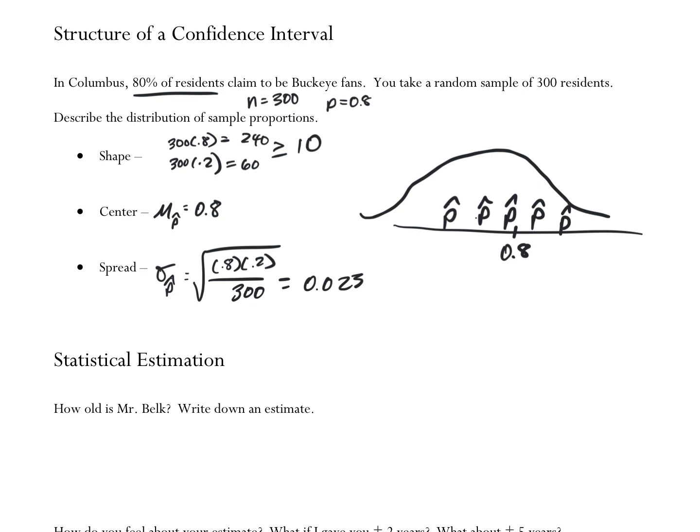Cool. All right. So first I wanted to review the basic premise of these sampling distributions. Now, in a few minutes, we are going to use p hats to make estimates about p. In other words, what if I didn't tell you that it was 80% of Columbusites who like the Buckeyes?